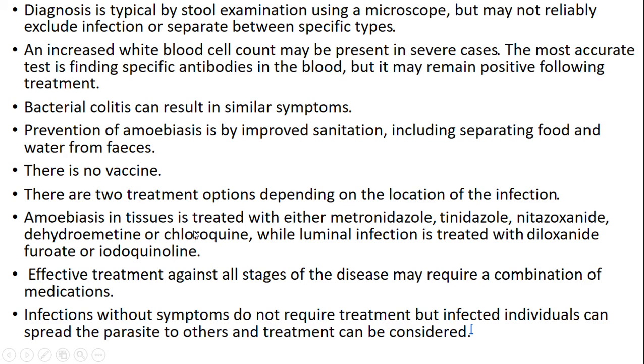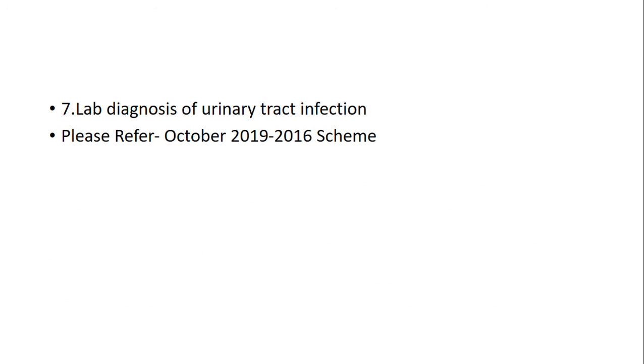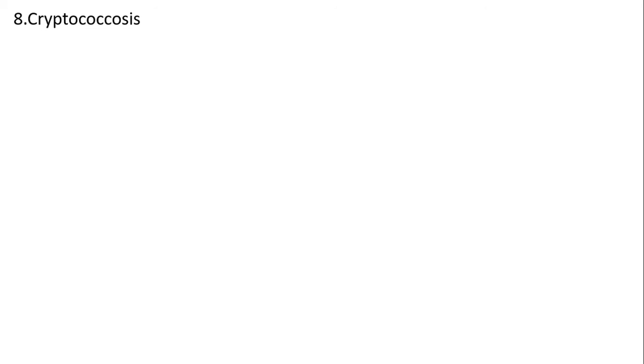Amoebiasis in tissues is treated with either metronidazole, tinidazole, nitazoxanide, dehydroemetine, or chloroquine, while luminal infections are treated with diloxanide furoate or iodoquinol. Effective treatment against all stages of disease may require a combination of medications. Infections without symptoms do not require treatment, but infected individuals can spread the parasite to others, and treatment can be considered. Lab diagnosis of UTI has already been discussed.